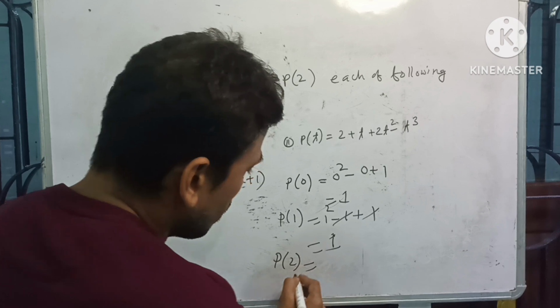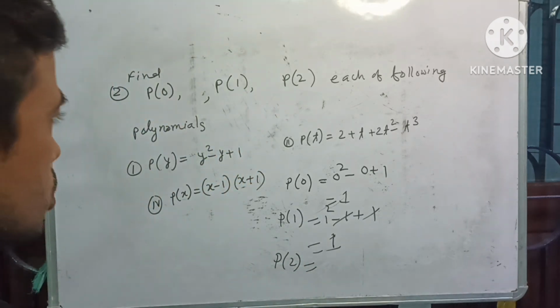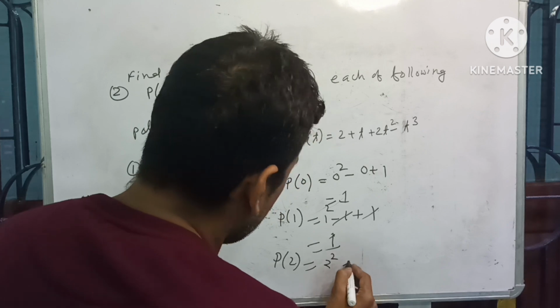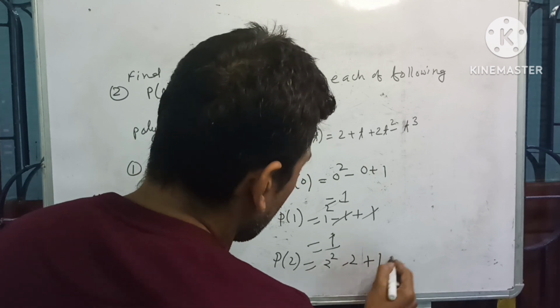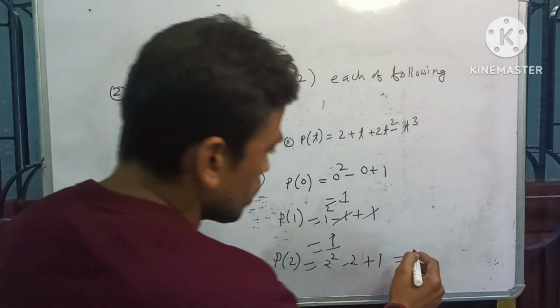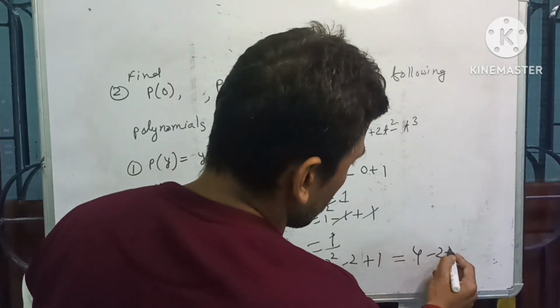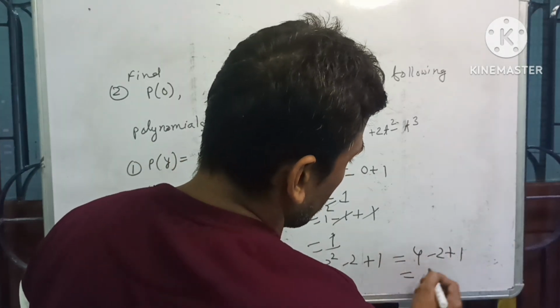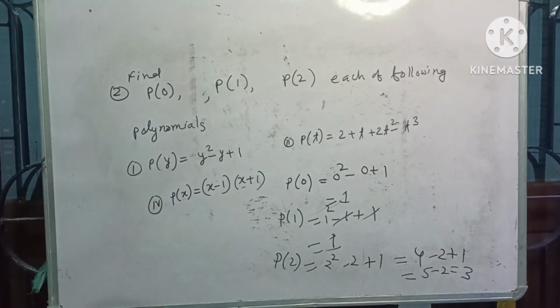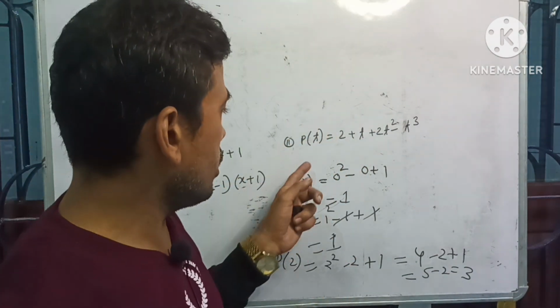Now you find P2. P2 means we replace y by 2. See here, y square, that means 2 square minus 2 plus 1. 2 square means 2 into 2, that means 4 minus 2 plus 1. That means 4 plus 1, 5 minus 2. That means 3. Okay? I discuss the example 2.